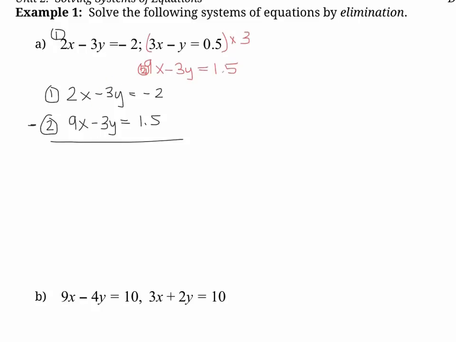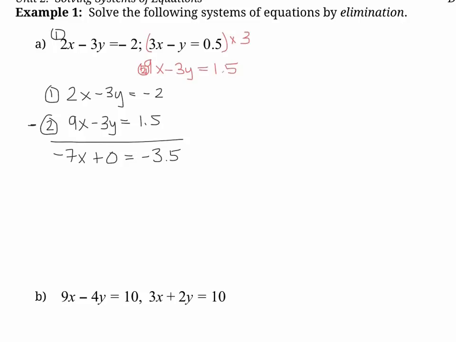So let's go ahead. We know we've done it right if one of the variables gets eliminated. So we have 2x minus 9x. That's going to give us negative 7x. Then next I've got negative 3 minus negative 3. That's like negative 3 plus 3, and that's going to give us the 0 that we're looking for. So it's going to give us plus 0y, or just 0. And then we have equals negative 2 minus 1.5. It's going to be negative 3.5.